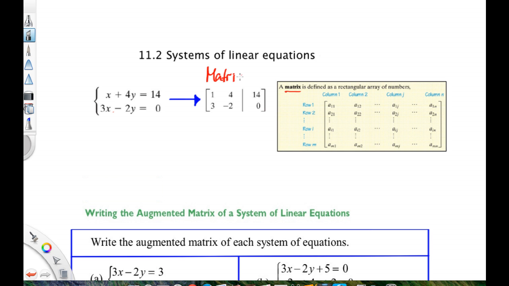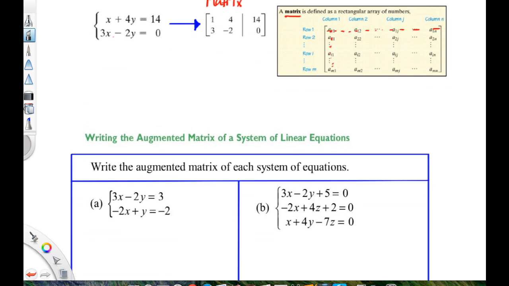It's actually called an augmented matrix. And the reason it's a matrix is because it's a rectangular array. An array is just an arrangement of numbers. Things that go in this direction are called a row. In that direction, they're called a column. So this one has 2 rows and 3 columns.